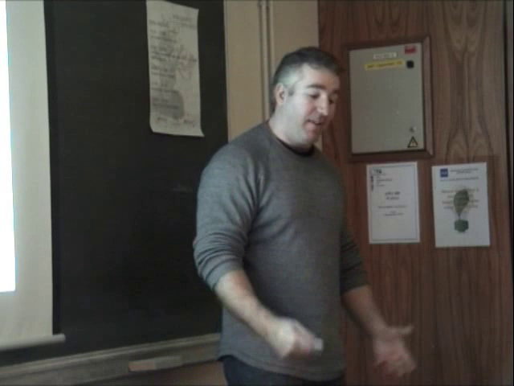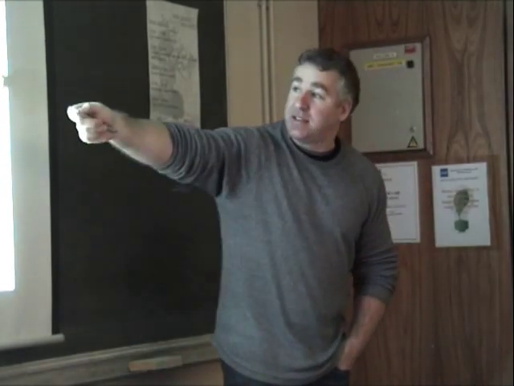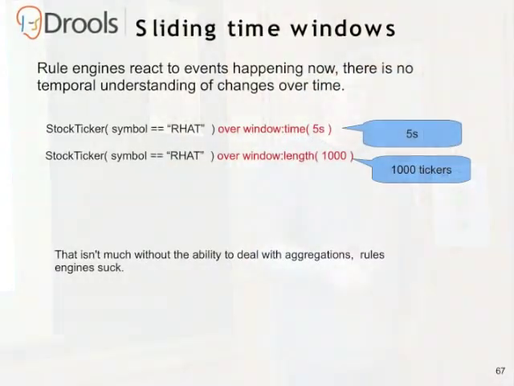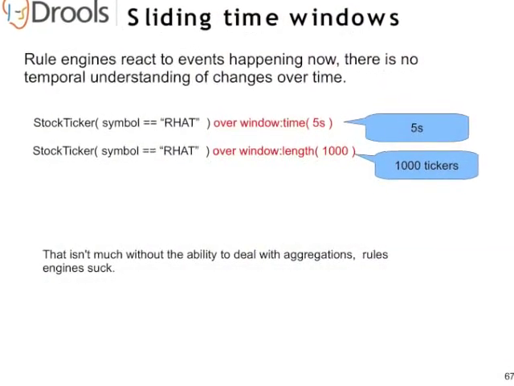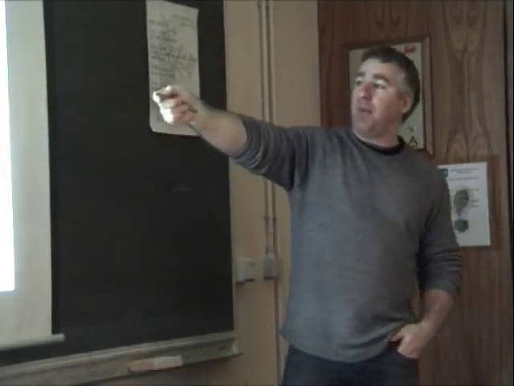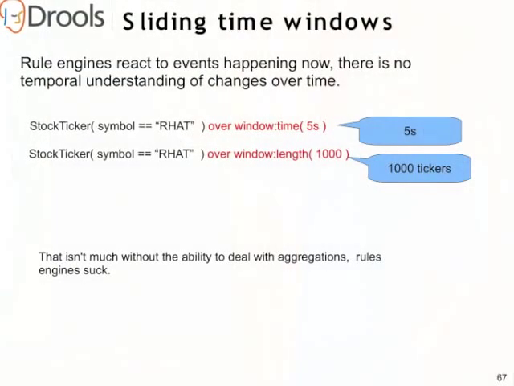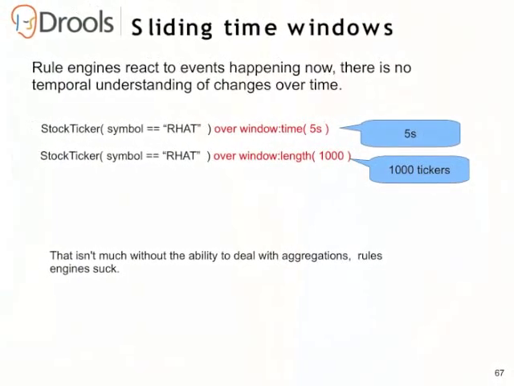So Deutsche Bank is like a revelation when they saw this. But it gets even better. So we can take these patterns and we can create windows. And we can say when this pattern happens over a period of time. So we can say when this pattern happens over a time window of 5 seconds. Or we can go for counts. When this stock ticker happens over a length of 1,000 tickers.